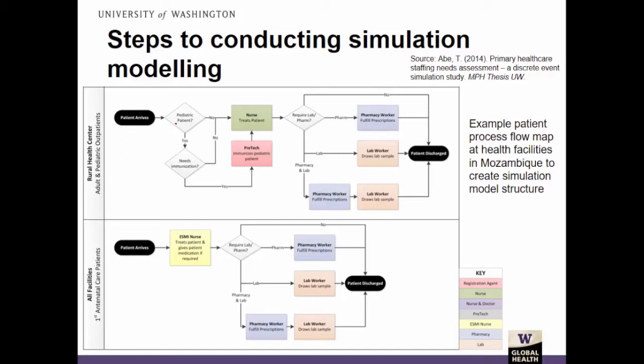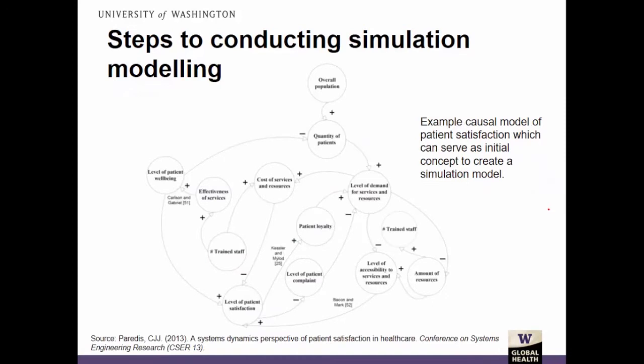The patient arrives. Is it a pediatric patient? Do they need immunization? If they're not a pediatric patient, the nurse treats the patient. Do they need lab or pharmacy? And then they go through these different things. So that's an example of what you might do at the beginning of model development.